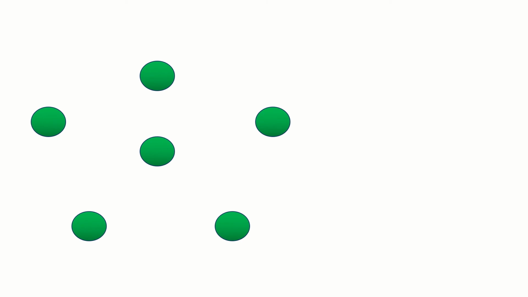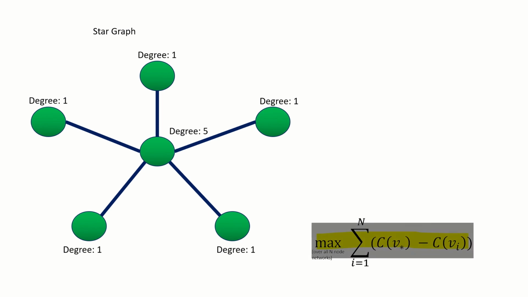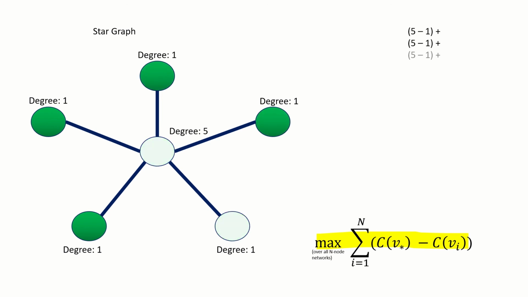Well, this maximum is attained when one node is connected to every other node in the network, and all other nodes in the network are only connected to that node. The resulting graph or network is called a star graph. The star graph shown here with 6 nodes contains a node with the maximum possible sum of differences in centrality to all other nodes in a 6-node network. What is the sum of differences? In this case, that sum of differences is 4 times 5, or 20.